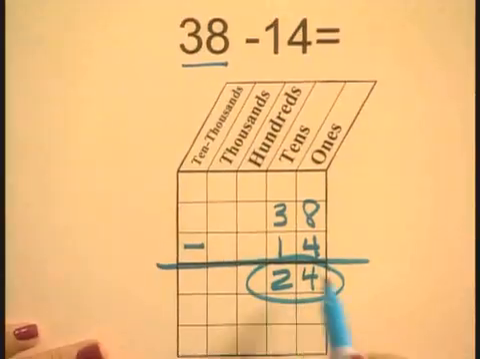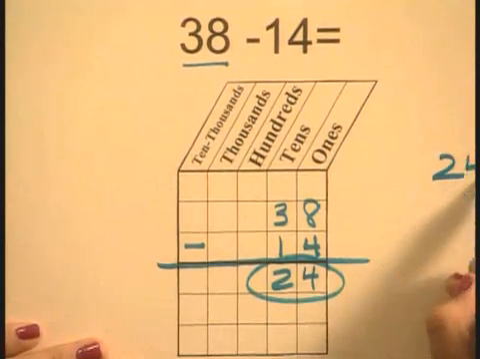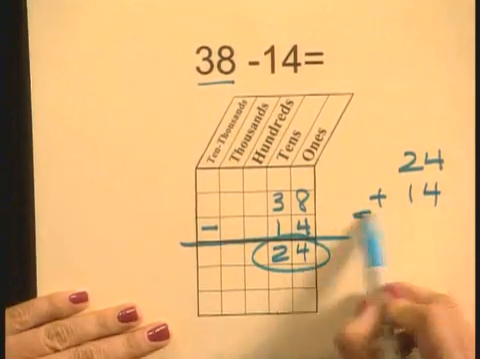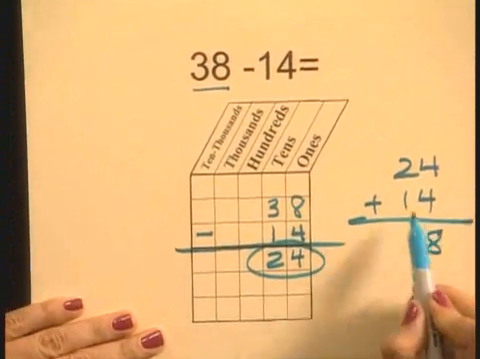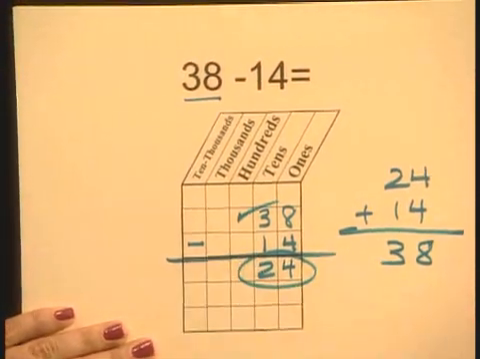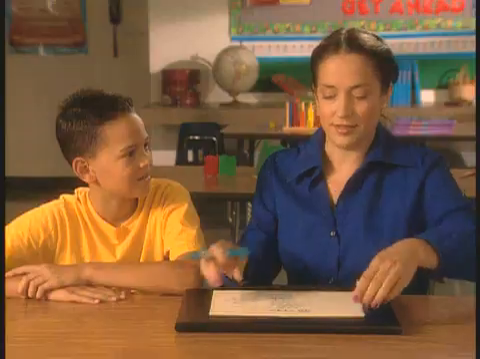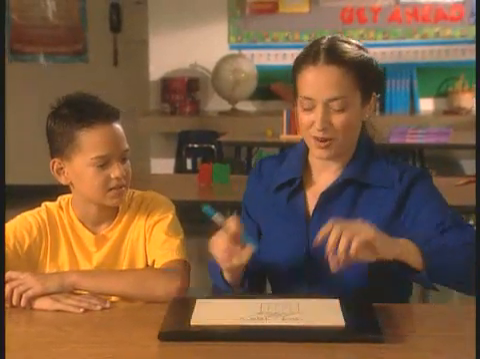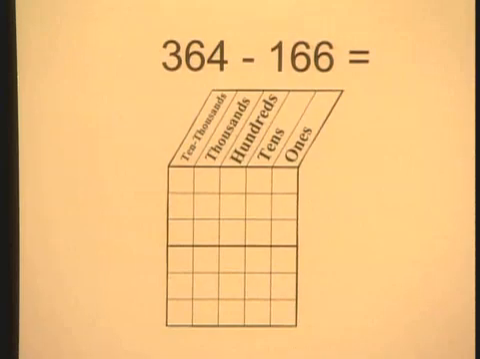So what we do is we take our answer, which is 24, we take the bottom number, which is 14, and we add it to 24. 4 plus 4, 8. 2 plus 1, 3. And guess what? Check. Our work is correct. Right, let's try another problem. Now we have a bigger number. Would you read that one for me?